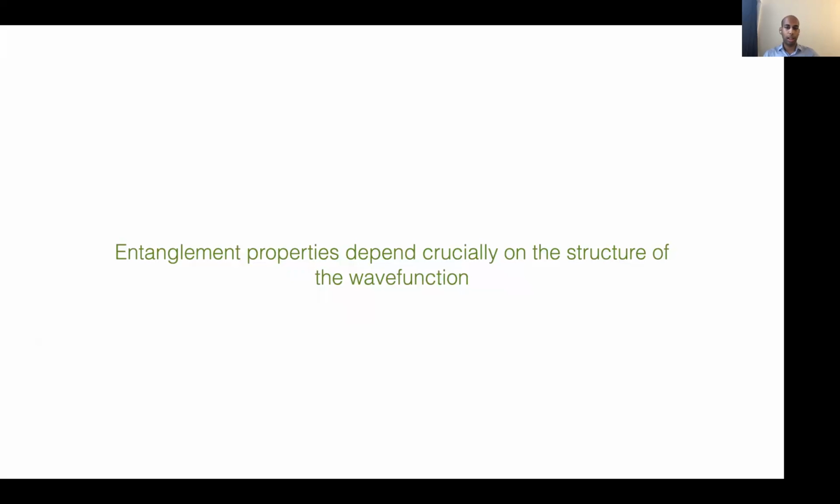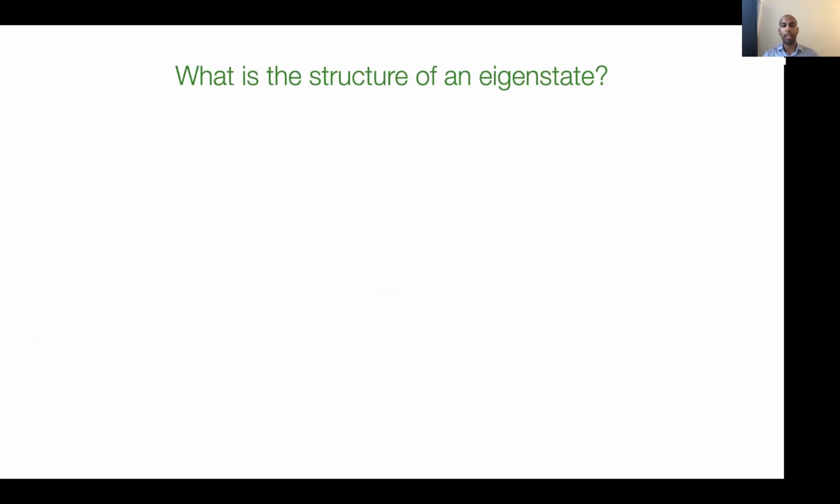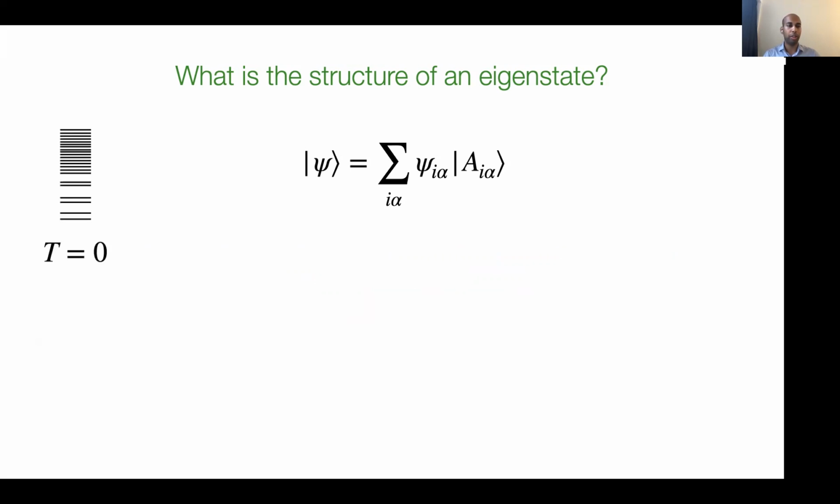As I've said just now, entanglement properties depend crucially on the structure of the wave function. So let's ask: what is the structure of the wave function? What is the structure of an eigenstate? You can decompose a state into its basis states, and all of the structure is in there. If you go to zero temperature, there's a spectrum, but you'll be only in the ground state, and the ground state can have very interesting structure.